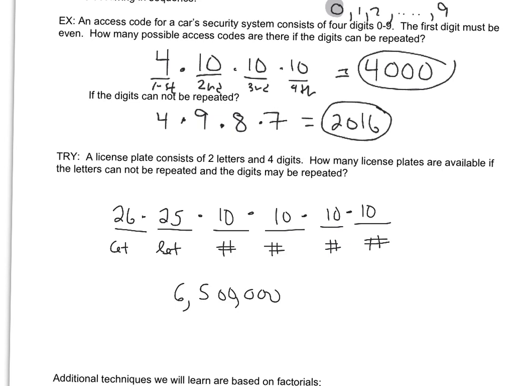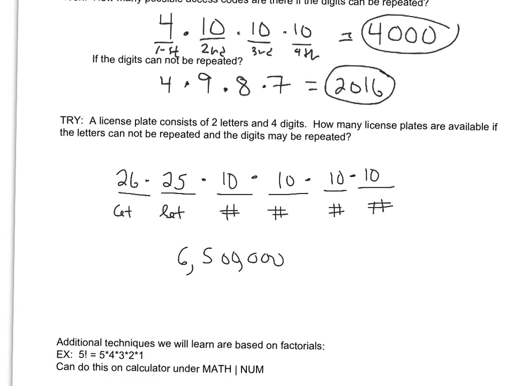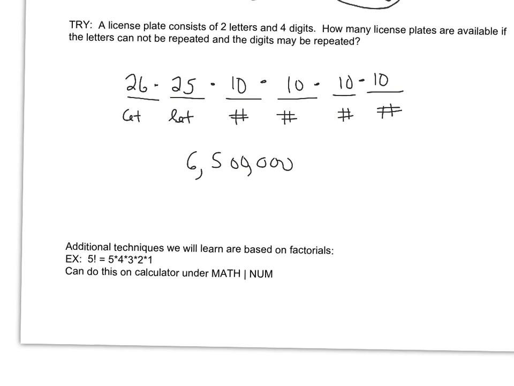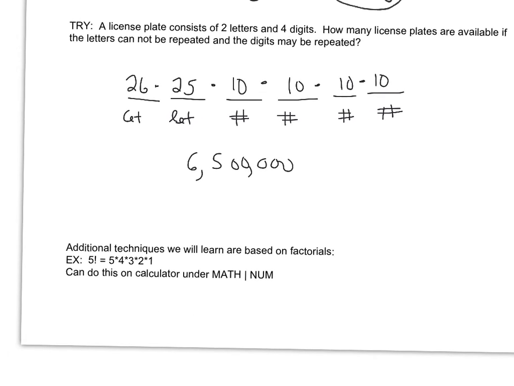As you can see from these first couple of examples, there's a lot of multiplying to get the number of outcomes. One thing we'll use to shortcut this is what's called a factorial. A factorial is essentially repeated multiplication down to the number 1. For example, 5 factorial, where the exclamation point is the factorial sign, just means 5 times 4 times 3 times 2 times 1.